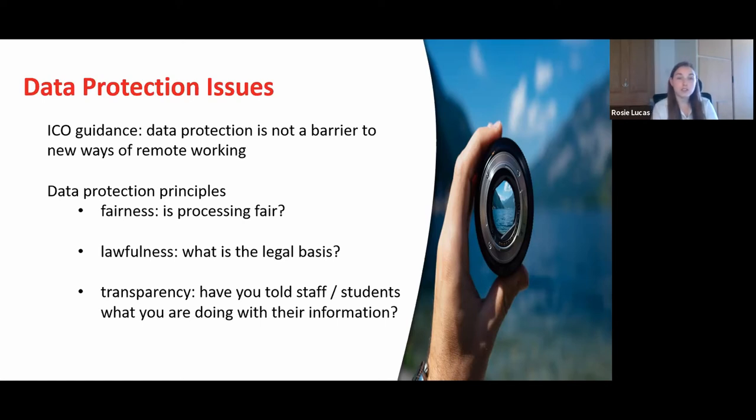And if you're still recording lectures where students are able to attend in person, it might also be appropriate to provide them with an opt-out, such as by providing them with a specific area of a lecture theatre where they'll not be caught on the recording.